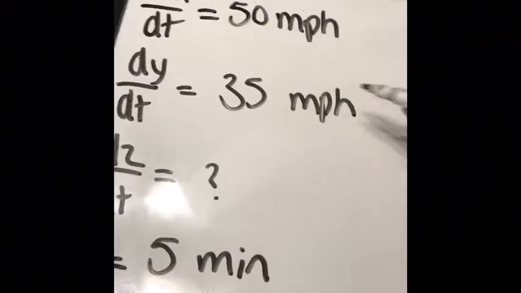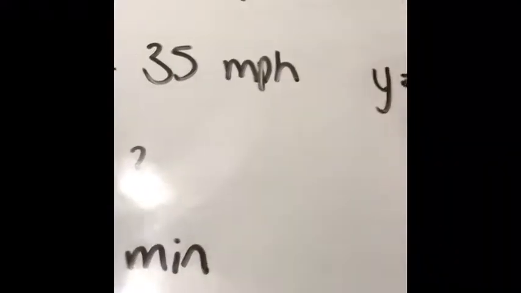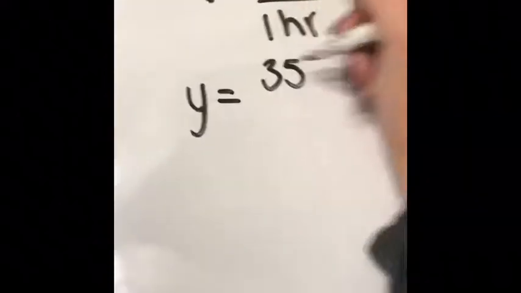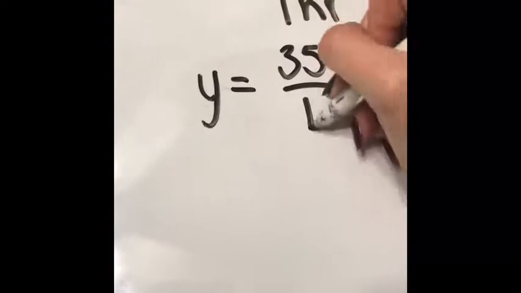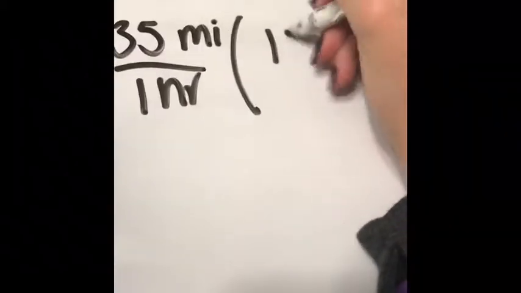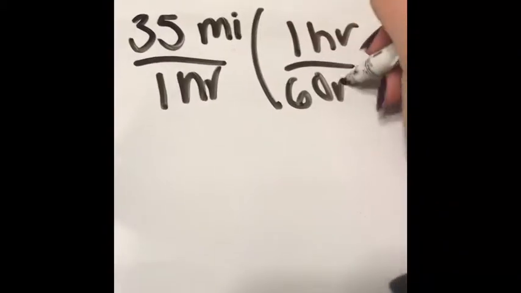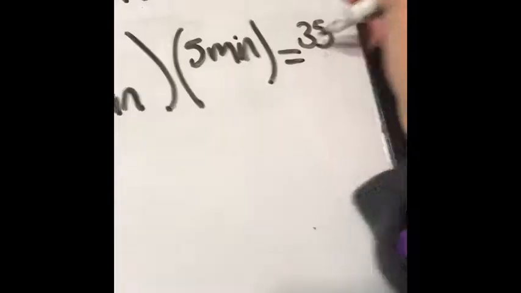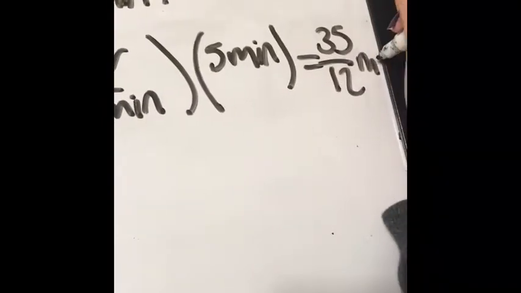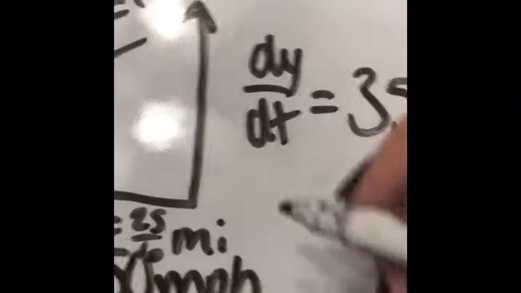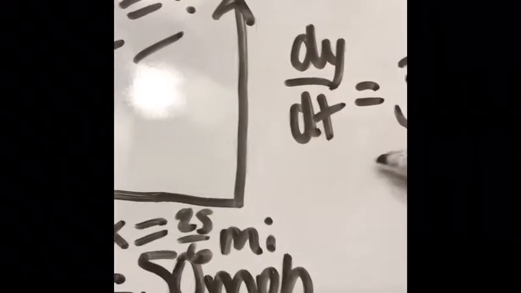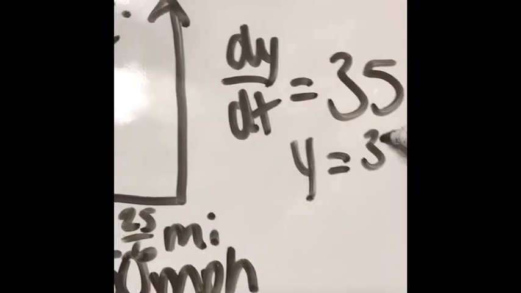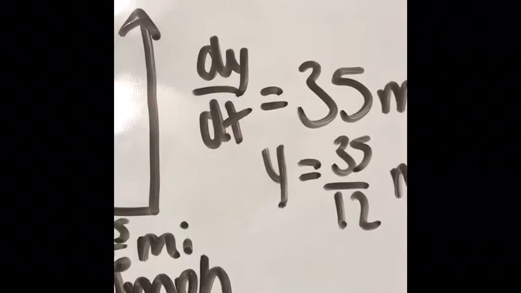We have to do the same thing for Zach. So y would equal 35 miles in 1 hour. In 1 hour, 60 minutes. And it's 5 minutes. So that would give us 35 over 12 miles. So that would go here, that's this distance. So y equals 35 over 12 miles.